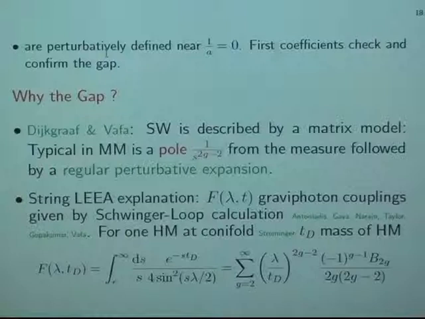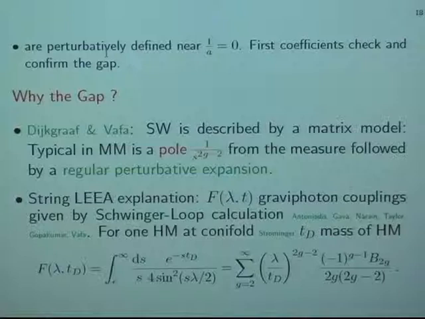If Andy is right that there's just one hypermultiplet becoming massless at the conifold, and TD is the mass of this hypermultiplet, then this formula, this Schwinger loop calculation, immediately gives the behavior that I have. And if there are no further massless particles, and you cross your fingers a little bit, then there will be no other contributions, at least nothing that will create holes.